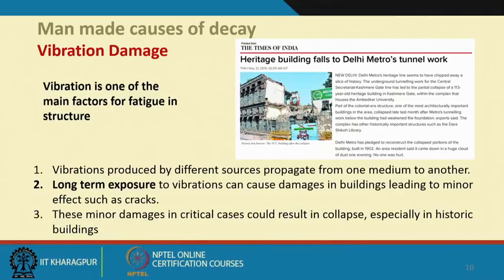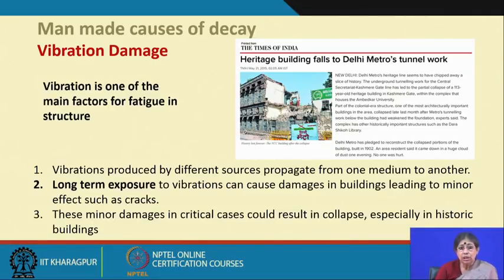We will see some examples, especially when historic structures are located in an urban area, or even in a distant area where railway lines, highways, or nowadays metro rails are being built. In many cases there is damage. As you can see, a heritage building fell due to Delhi's metro tunnel work, and this is irreparable damage. Though a lot of precautions are taken, I believe, by the authority, these are problematic and monitoring is required. In some cases, if it is a very important structure, we have to think about rerouting the course of it.